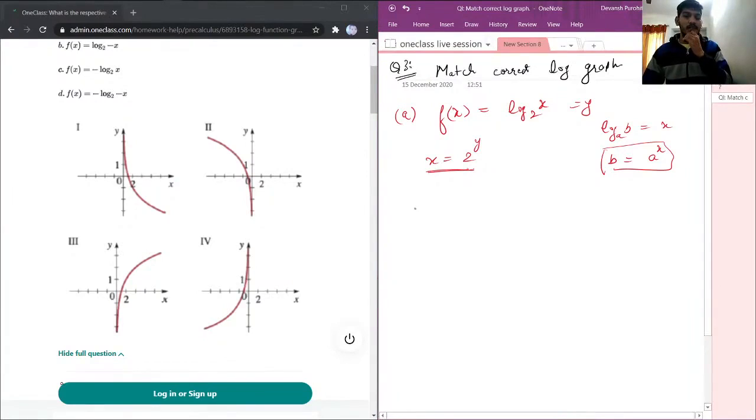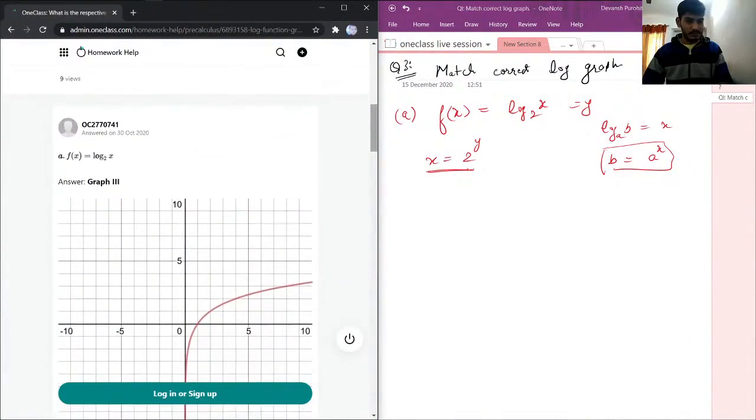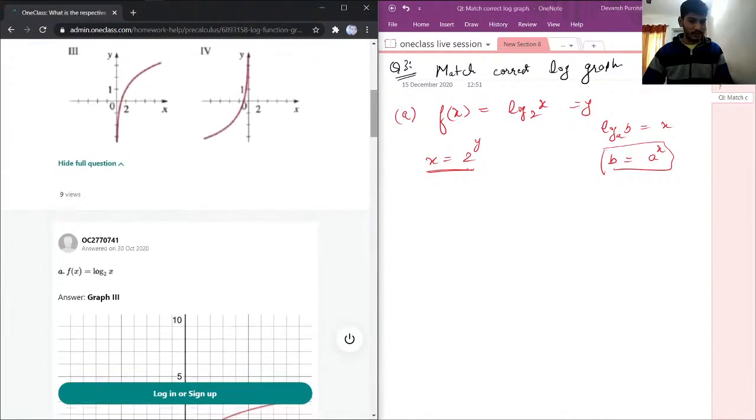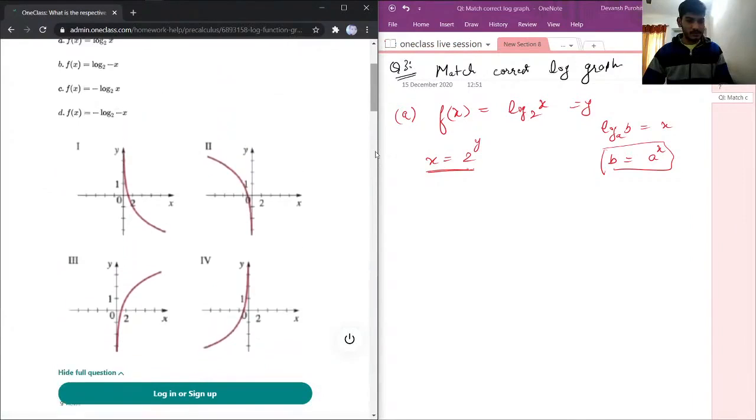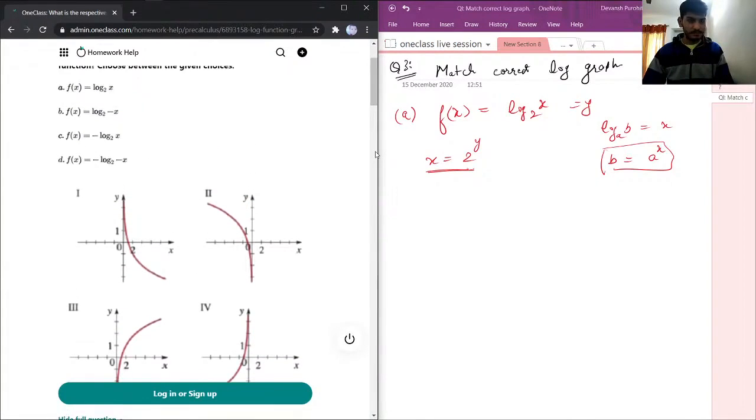I'll just take the derivative. Let's see the solution given by Junior Tutor. They haven't given any proper solution here. So what I should do now is check the derivative of log base 2 of x.